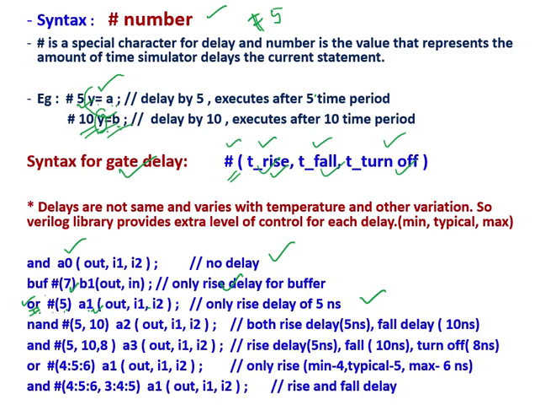Okay, so this one hash 5, it is also only rise delay. Okay, because there is no fall delay and turn off delay for this line. Then here the first one is rise delay and the second one is fall delay. This one is rise delay, then fall delay, then turn off delay. Okay, now this one is something different, 4 then colon, then 5, then colon, then 6, and see there is no comma here. There is colon, there is no comma here, meaning all these three are rise delay.